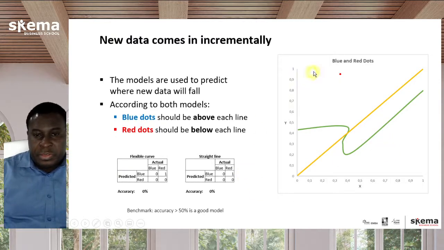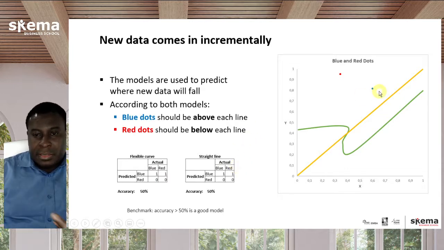So here's our first prediction. There's a red, and being above the lines, well, everything that's above the line is predicted to be blue. So this is above the flexible curve, so that's wrong. Predicted it was blue, but it's actually a red. And this is above the straight line, which was predicted blue, but it's actually a red. So both of them got that first one wrong. Accuracy is 0.